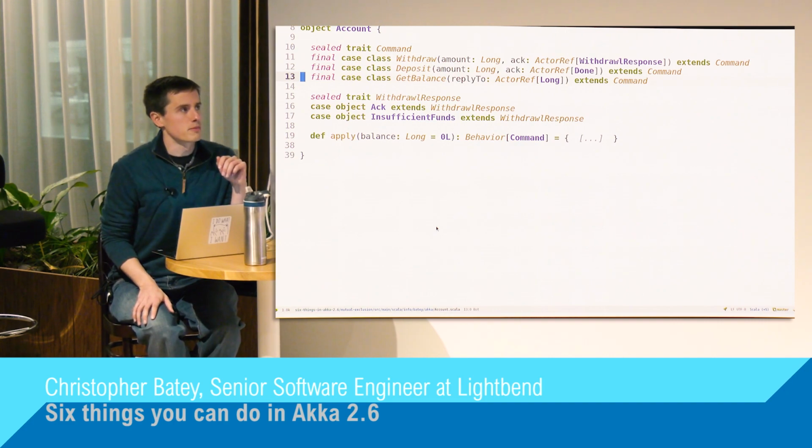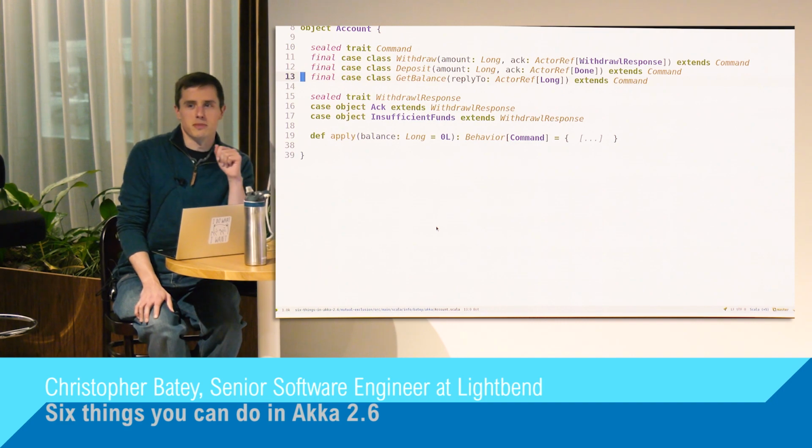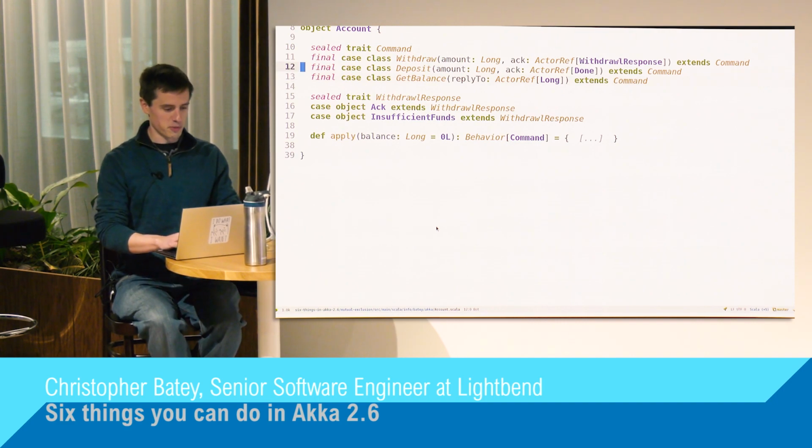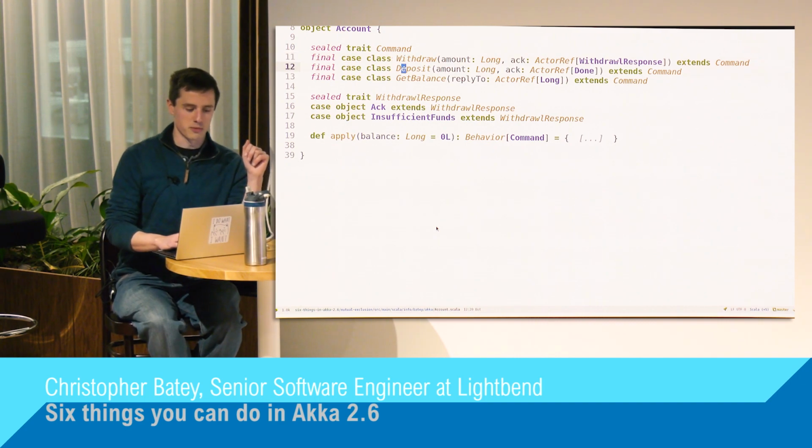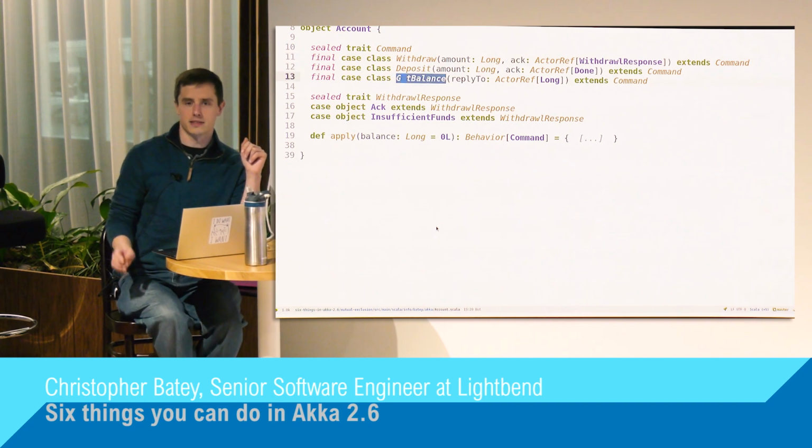And the example I'm going to use throughout the talk is a bank account. So we're going to build a challenger bank. We're going to take Monzo on and all of the big banks. We're only going to offer 3 bits of functionality to our customers: withdraw, deposit, and get balance.